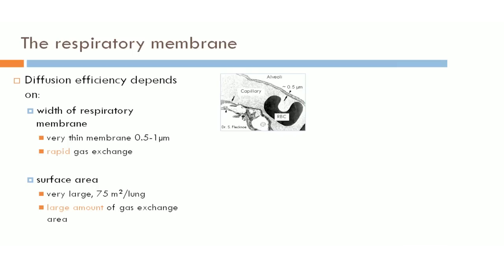So the diffusion of gases depends on not only the concentration or partial pressure differences, but also on the structure of the respiratory membrane. So the efficiency with which gases diffuse depends on how wide the respiratory membrane is. So again, here's another little picture that I've taken on the electron microscope, and you can see this is inside of a capillary here. It's taken a section of the capillary with a little red blood cell shown here, folded up as it squeezes its way through the pulmonary capillary.